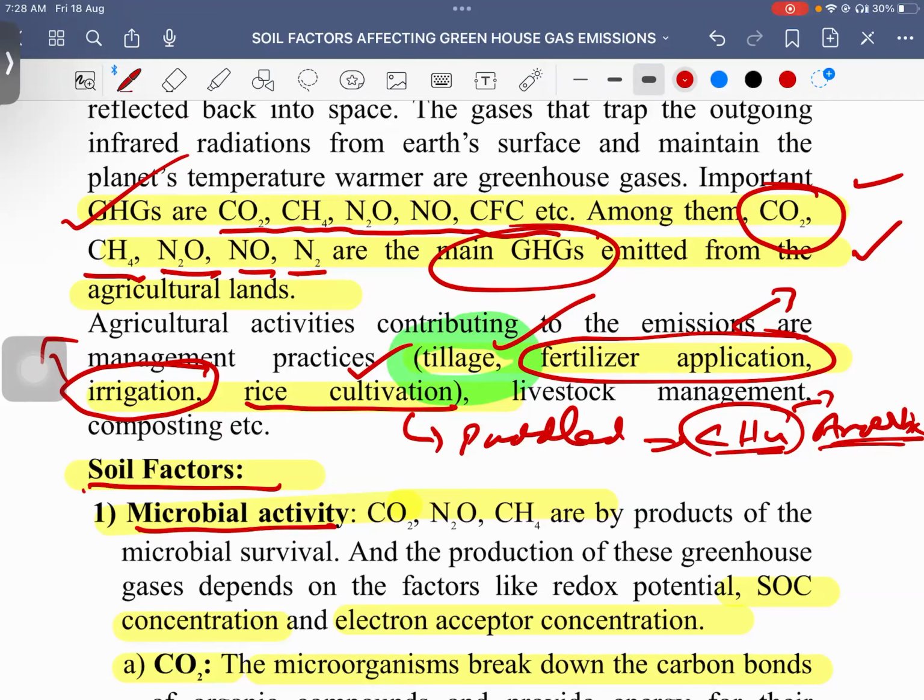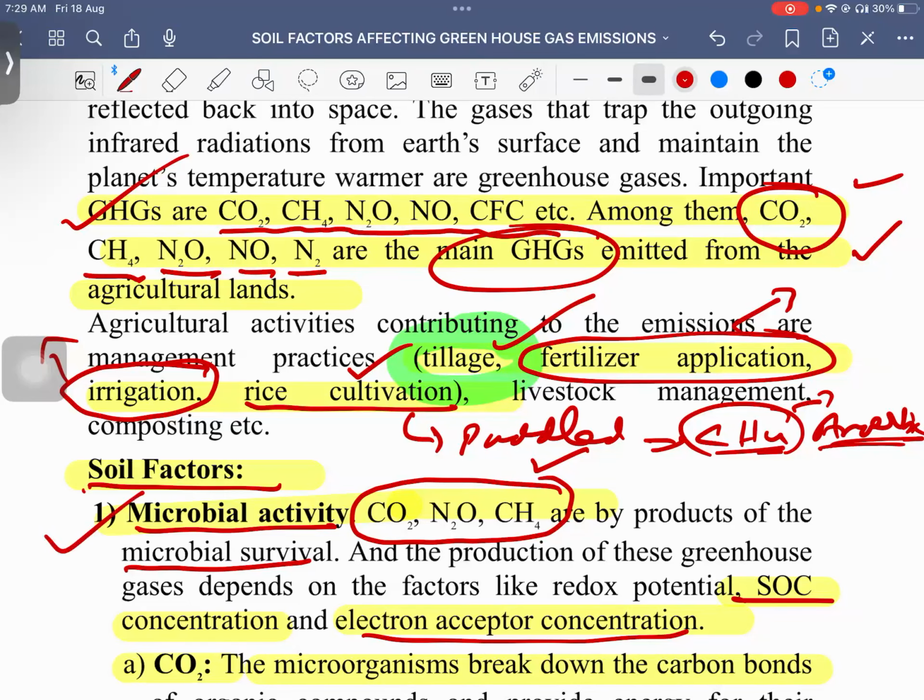So the major soil factors: one is microbial activity. What do we mean by microbial activity? The microorganisms use CO2, N2O, and CH4 for microbial survival in the soil. They want to survive, that's why they use these nutrient components. The production of these greenhouse gases depends on factors like redox potential, soil organic carbon, electron acceptors, and other factors.